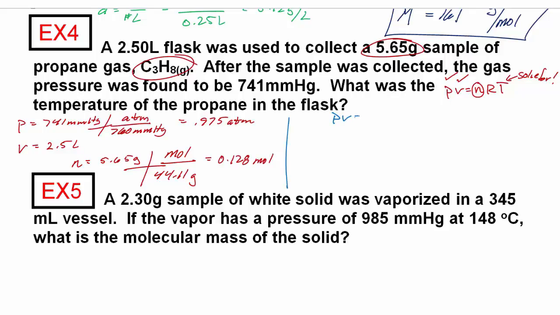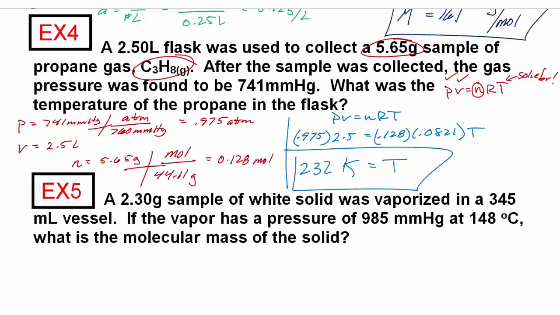So I'm ready to substitute into PV equals nRT and solve for T. Pressure, 0.975 atmospheres. Volume, 2.5 liters. Moles, 0.128. Our gas constant, 0.0821. And solve for T. And T will come out in Kelvin. 0.975 times 2.5 divided by 0.128 divided by 0.0821, 232 Kelvin would be the temperature of the gas.